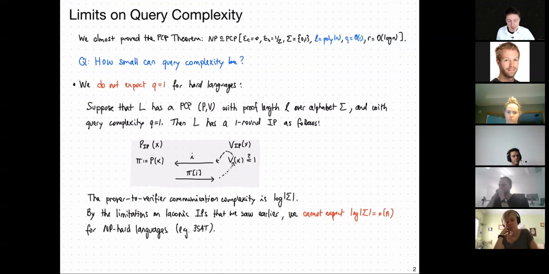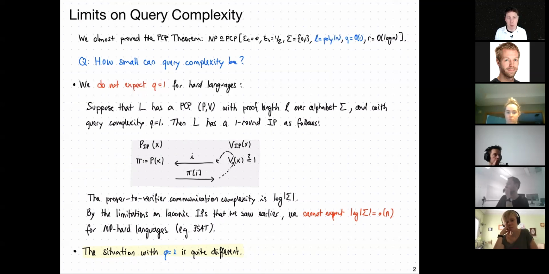This should basically tell you that to the extent that we can improve query complexity, we'll not be able to go to Q equals 1, right? Okay, and you might say, maybe Q equals 1 is special. What about Q equals 2? It turns out that the situation for Q equals 2 is actually very, very different. And already, depending upon what parameters you want, when Q equals 2, you can start expecting something interesting. Any further questions about Q equals 1 before I move to Q equals 2?